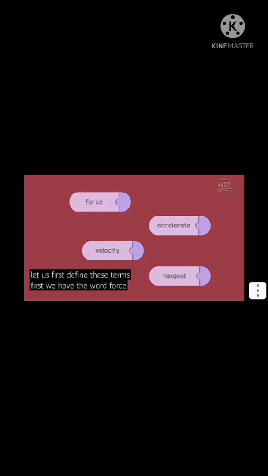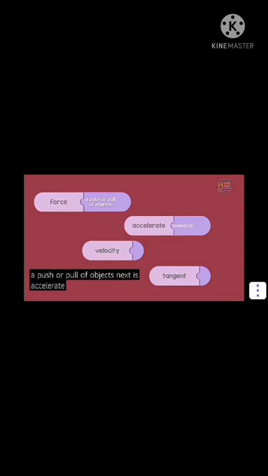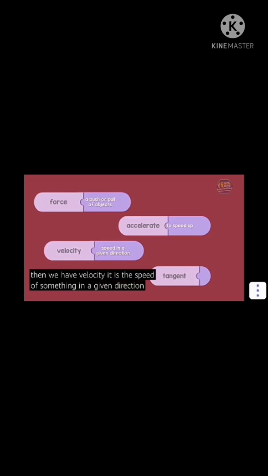First, we have the word force. Force: a push or pull on an object. Next is accelerate. It means to speed up. Then we have velocity. It is the speed of something in a given direction. Next is tangent. It is a straight line that touches but does not intersect a curve at a point.